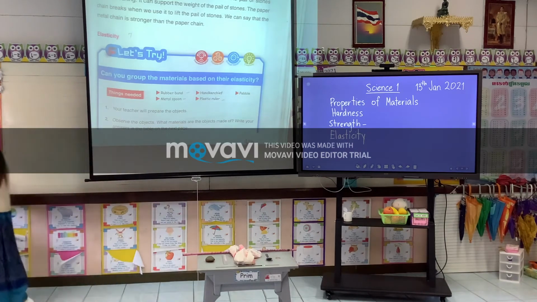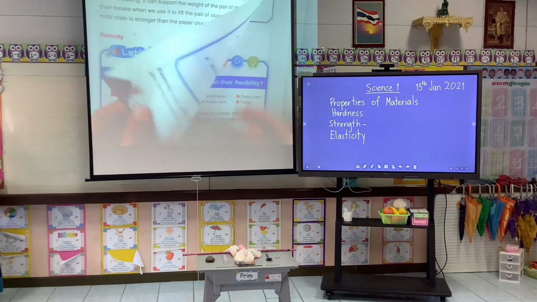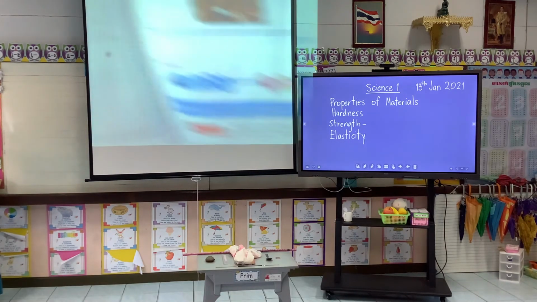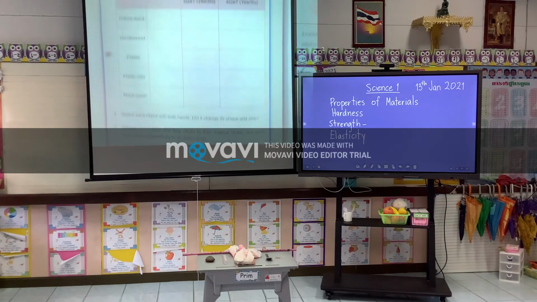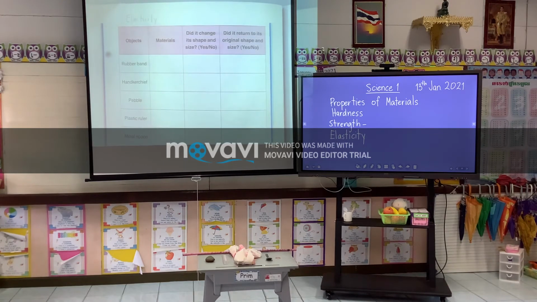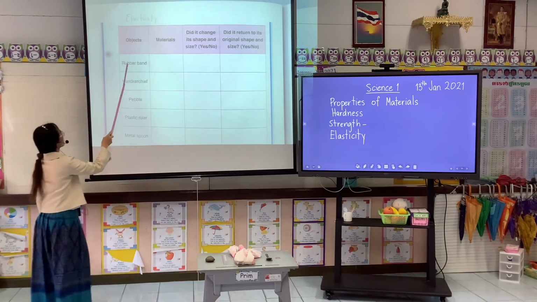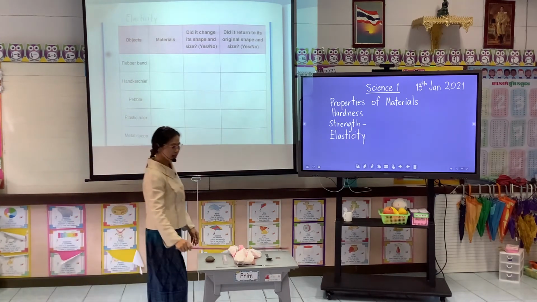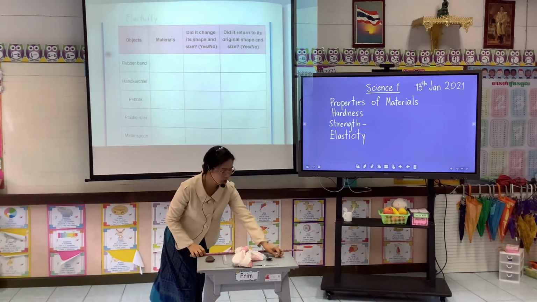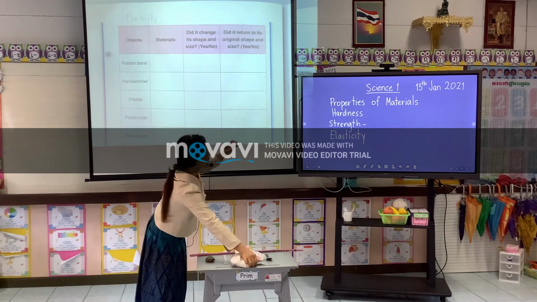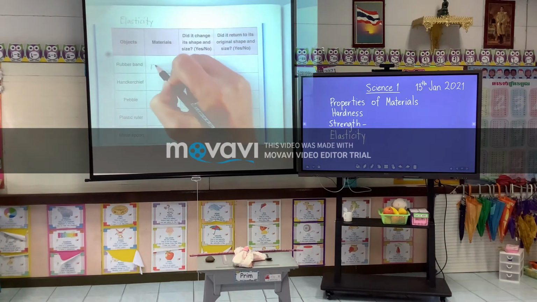Now let's turn our textbook to page 68. We are going to try the elasticity of the materials presented. The first object is the rubber band. What material is the rubber band made of? It is made of rubber. So please write down your answer.